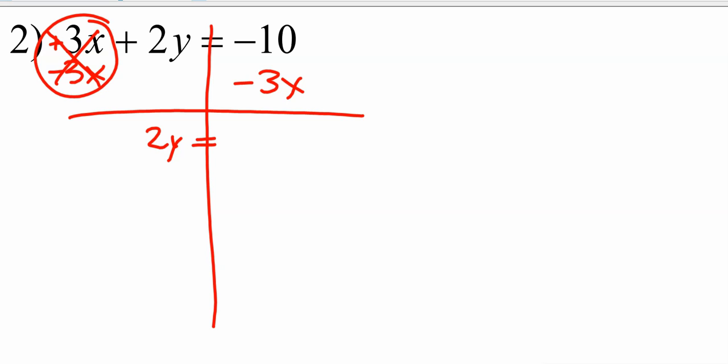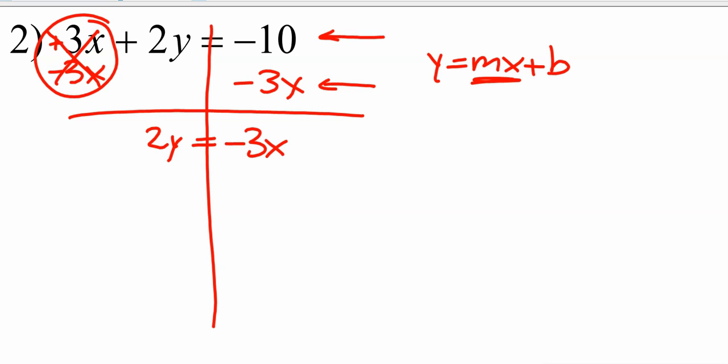Guys, that has an x. That does not have an x. They cannot go together. And since it's y equals mx plus b, that mx comes first. That's this negative 3x. Then we just bring down the negative 10. They are not like terms. They cannot be combined.